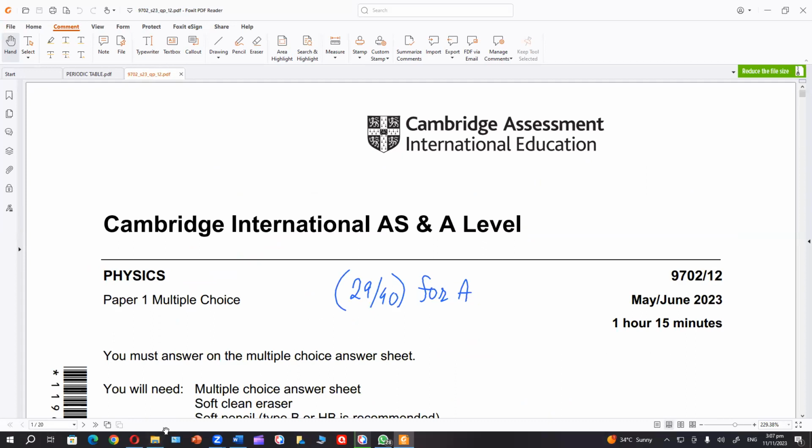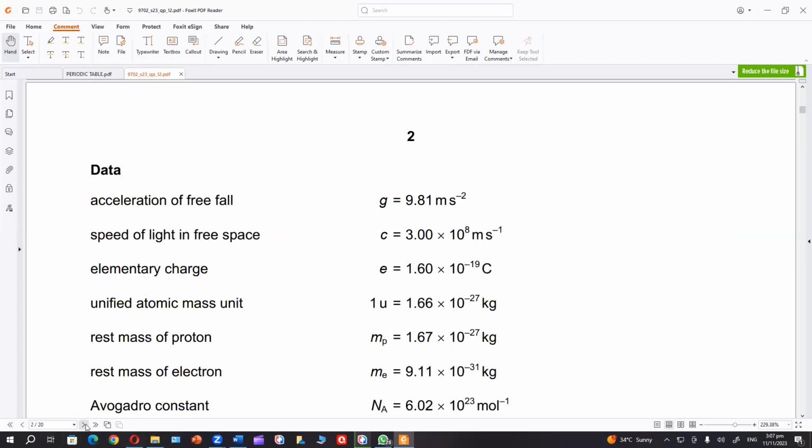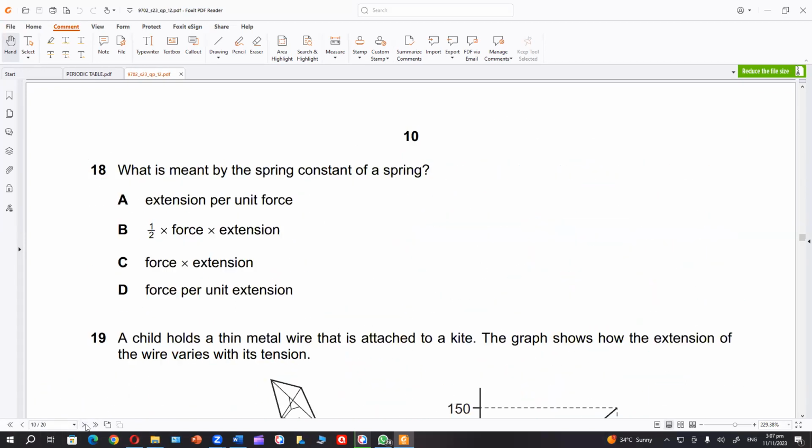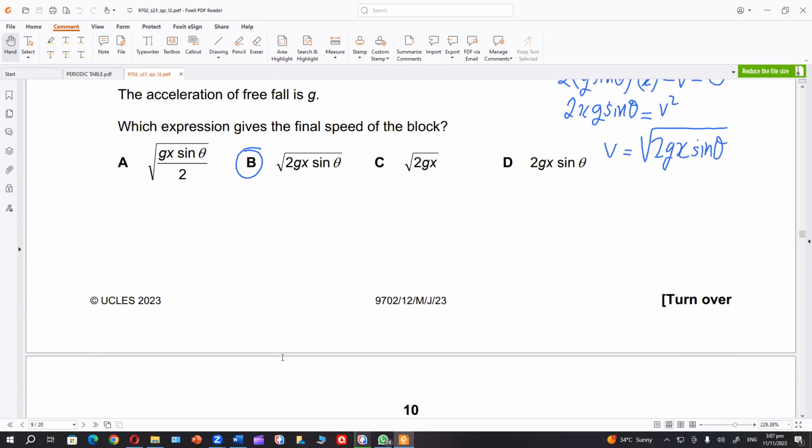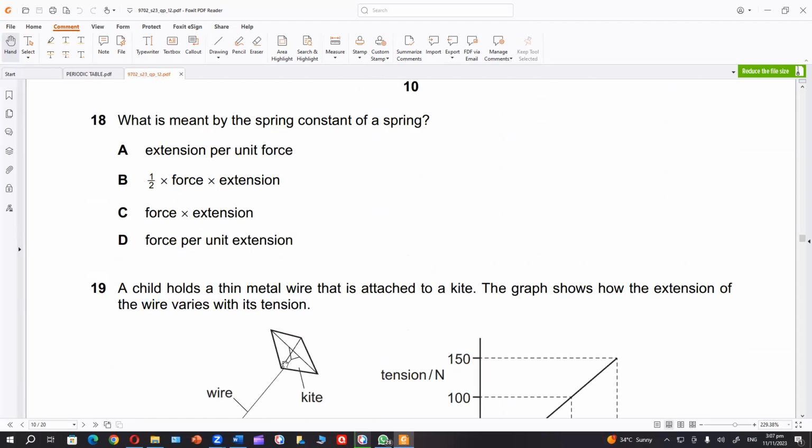This is June 2023, paper 1-2. The threshold was 29. So that was question number 17 we did. And now we are starting from here.